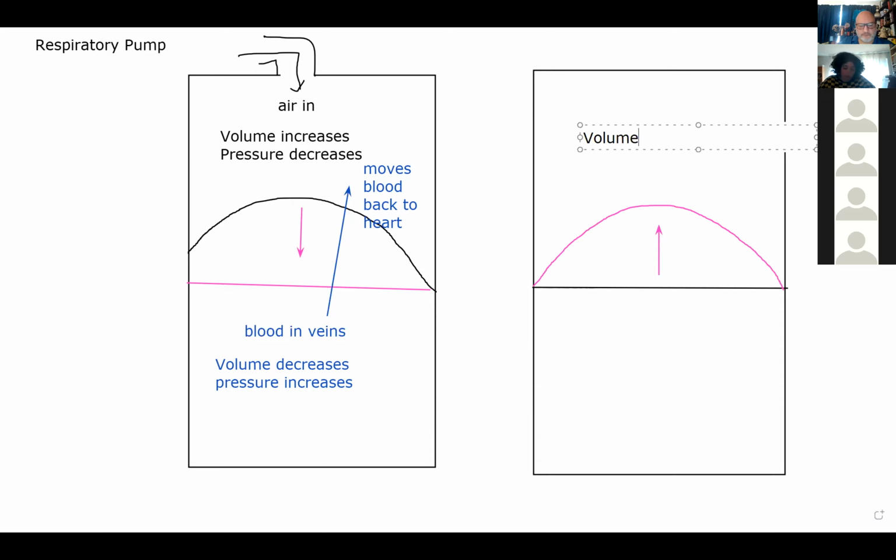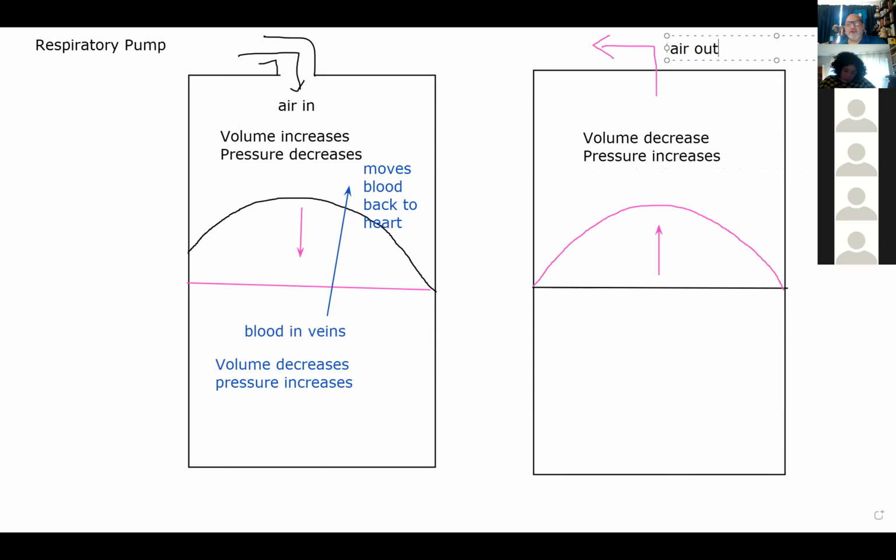Decrease. Excellent. And when the volume decreases, what effect does that have on the pressure? It increases. Excellent. And of course, I'm not going to bother drawing the neck and the mouth and all of that stuff again, but you get the idea. It is going to push the air out, and as the air comes out, that all happens.